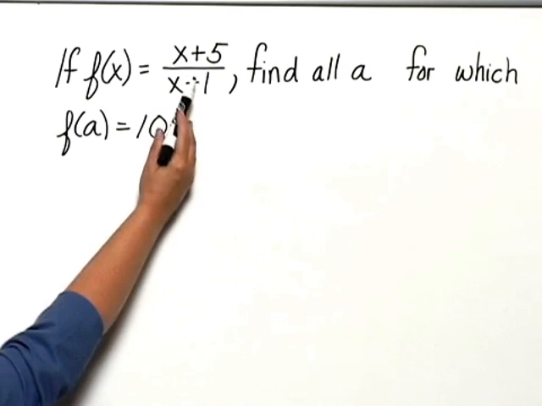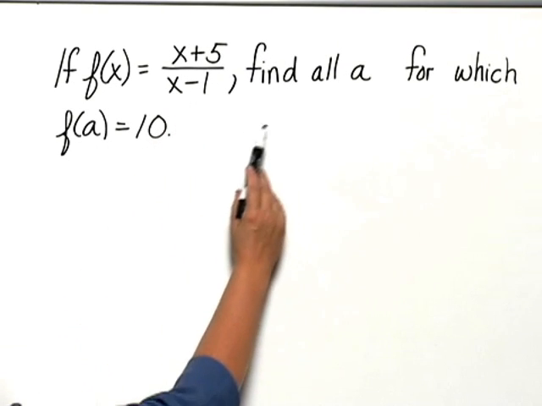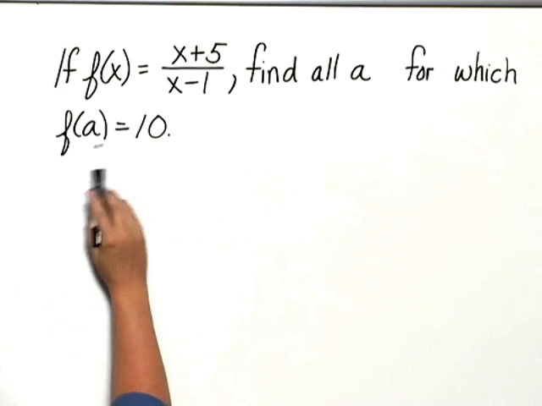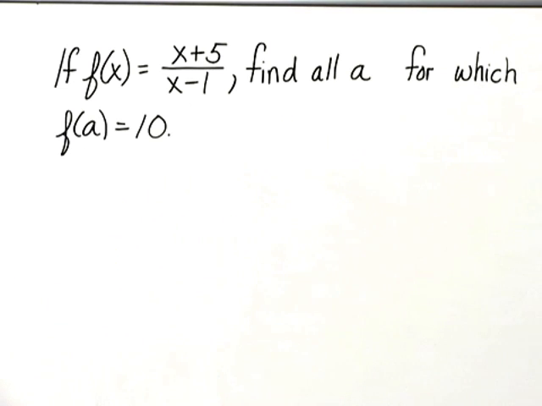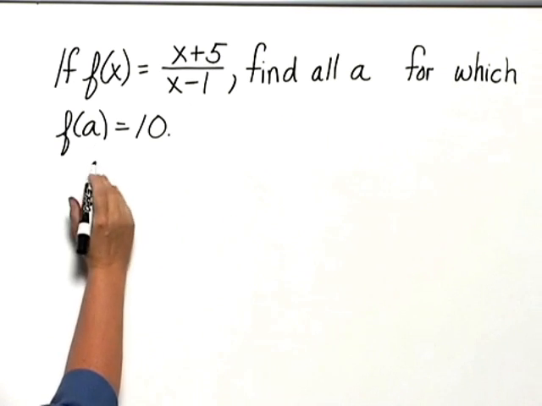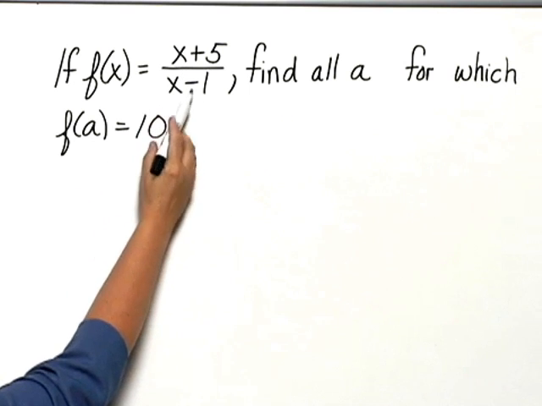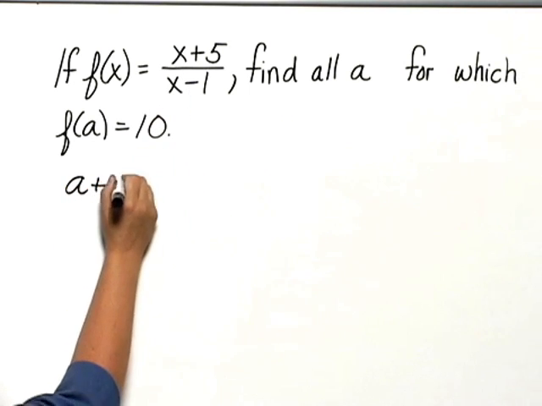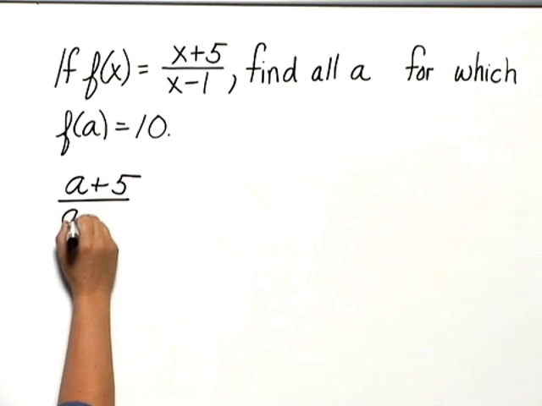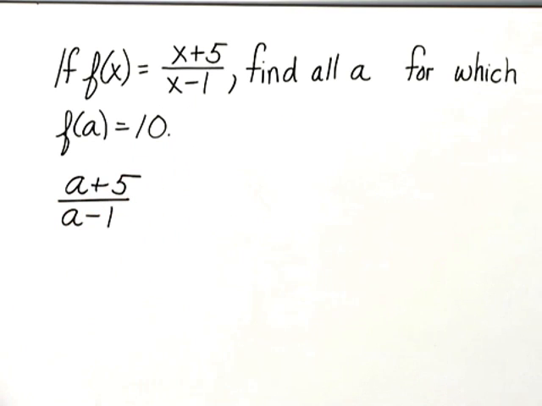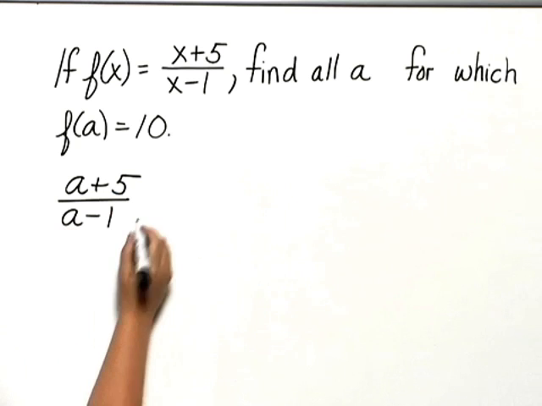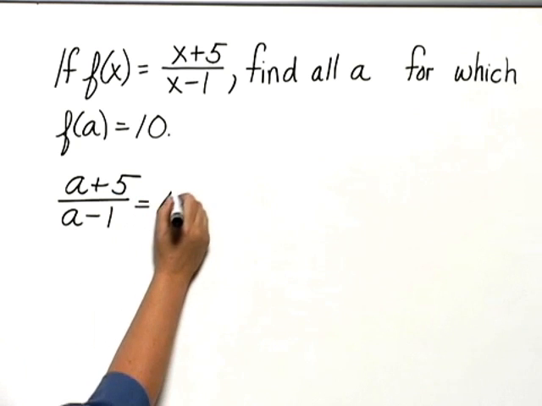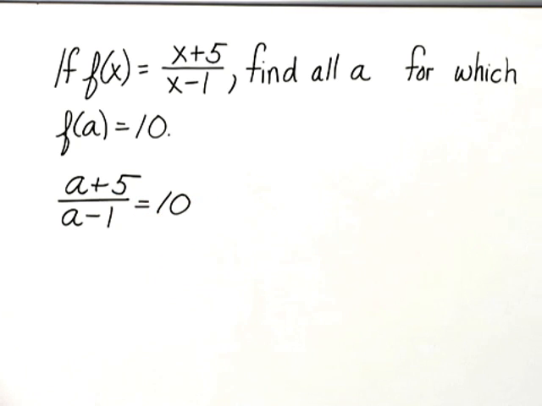If f of x equals x plus 5 over x minus 1, find all a for which f of a equals 10. Now f of a would be replacing x with a. So that would give us a plus 5 over a minus 1. And we want to find out where this equals 10. So we'll be solving for a.